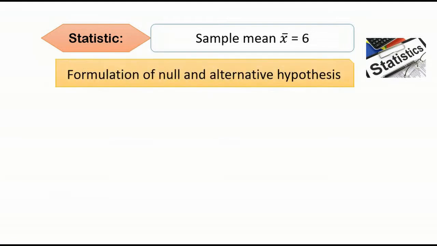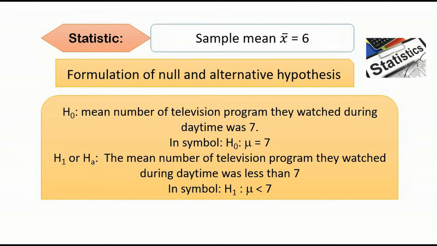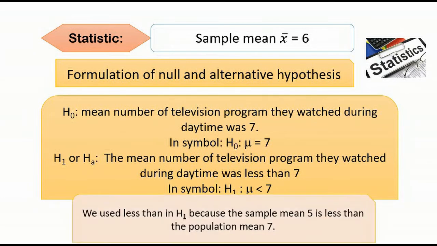Formulation of null and alternative hypothesis. H0: The mean number of television programs they watched during daytime was 7. In symbol, H0: mu is equal to 7. H1 or HA: The mean number of television programs they watched during daytime was less than 7. In symbol, H1: mu is less than 7. We used less than in H1 because the sample mean 5 is less than the population mean 7.